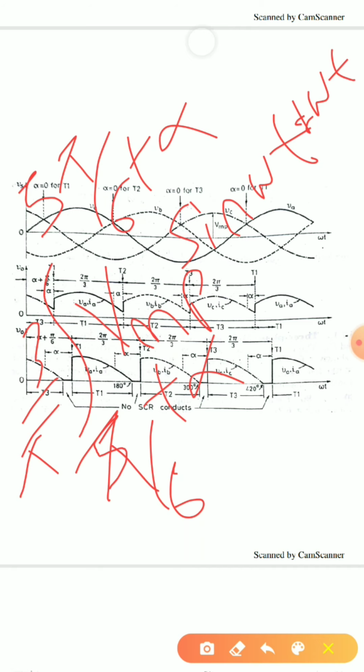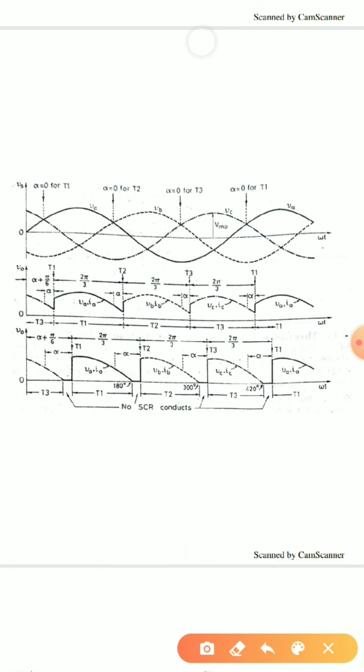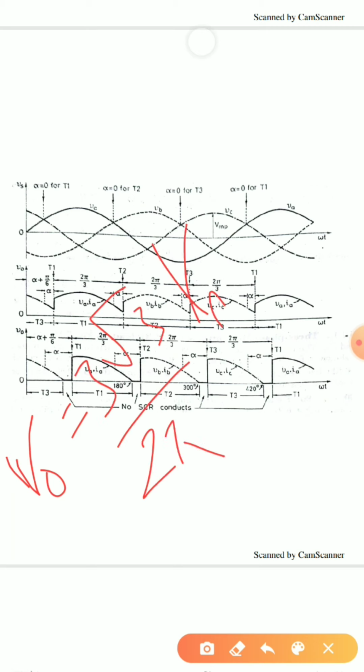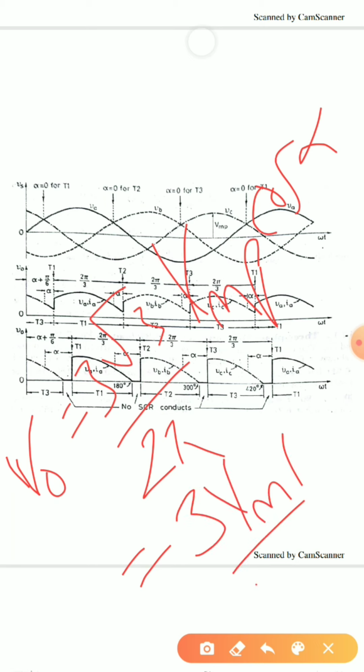Integrating this value, I get V naught is equal to 3 root 3 by 2 pi Vmp cos alpha. Vmp is nothing but the maximum phase voltage. Now if I write this same expression in terms of maximum line voltage, I will get 3 Vml by 2 pi into cos alpha. Now this is clearly understood.